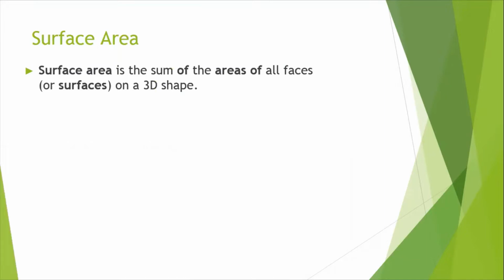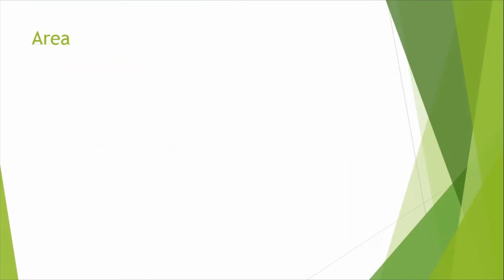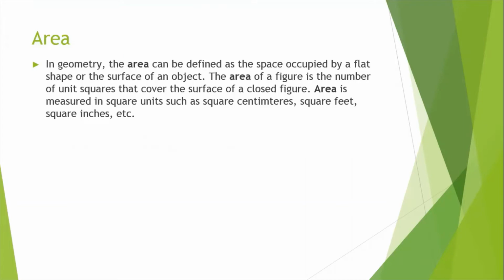When we say surface area, it is the sum of the areas of all the faces or surfaces of any 3D shape. And when we say area, in geometry, the area can be defined as the space occupied by a flat shape or the surface of an object. The area of a figure is the number of unit squares that covers the surface of a closed figure. Area is measured in square units such as square centimeters, square feet, square inches, and maybe more.